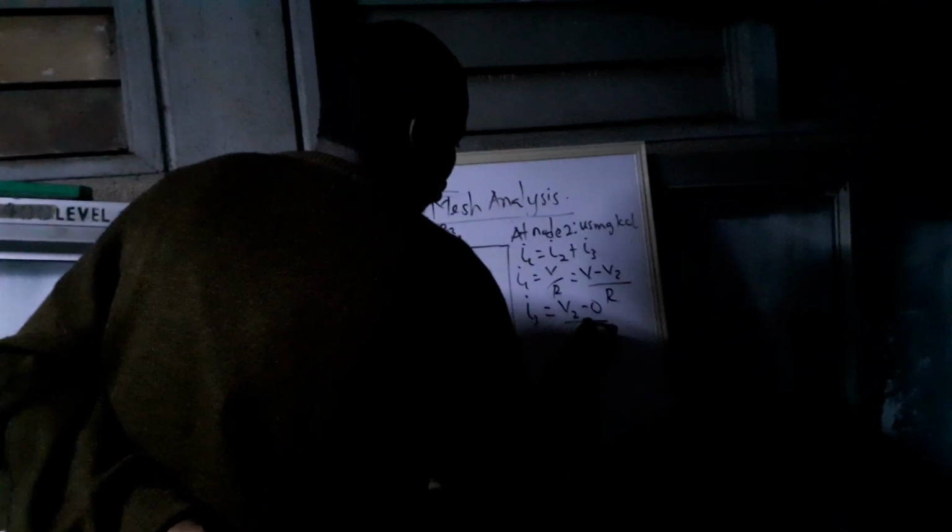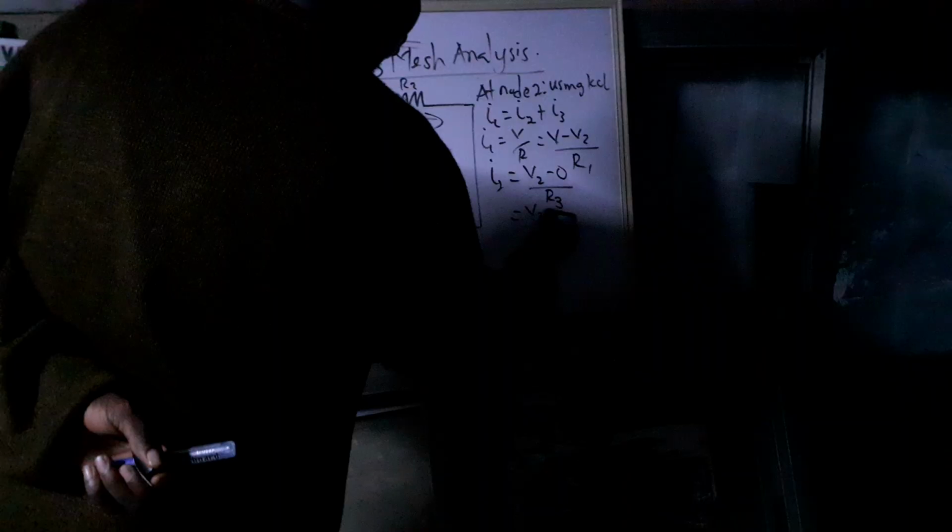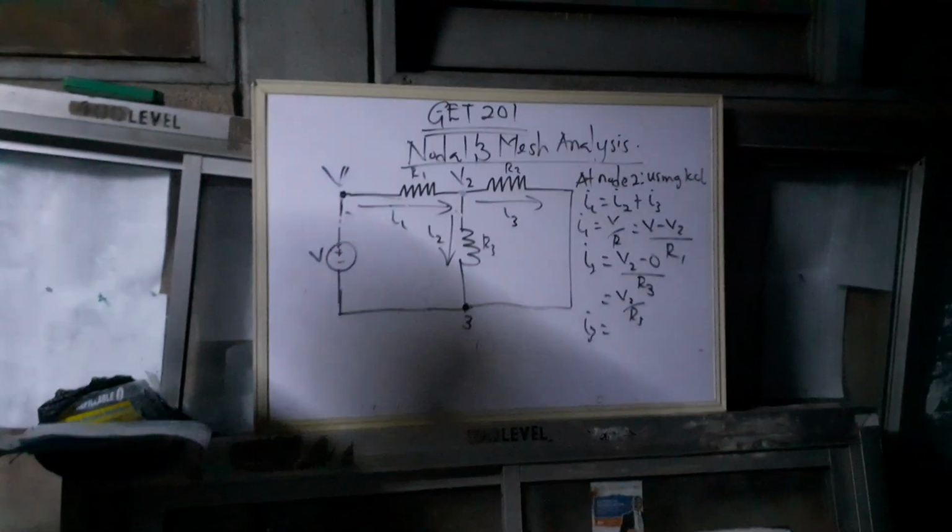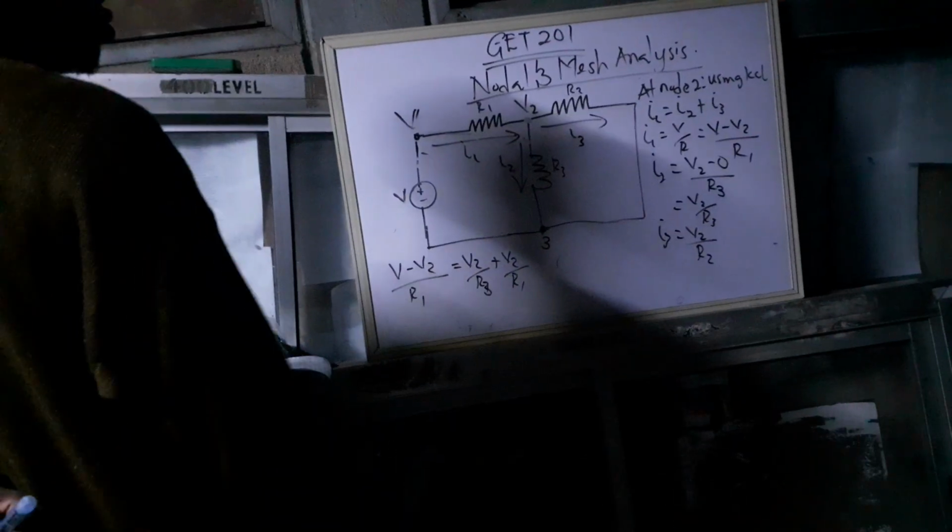I2 is equal to V2 minus 0, because it is also between two nodes, but we know that the node voltage here is 0. So V2 over R3. And I3 is V2 minus 0 over R2. So if we put this into the equation, we have V minus V2 over R1 equals V2 over R3 plus V2 over R2.